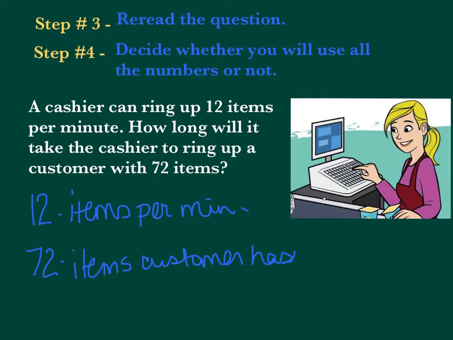Okay, once you've pulled out your numbers and you've told yourself what they are all for, the next step is to reread the question. A cashier can ring up 12 items per minute. How long will it take the cashier to ring up a customer with 72 items? Now you have to decide whether you will use all of your numbers or not. Sometimes they give us numbers we do not need. Well, we only have 2 numbers in this problem, so let's look at them. 12 is the number of items per minute the cashier can ring up, and 72 is the items that a customer has. So yes, we will use both of our numbers.